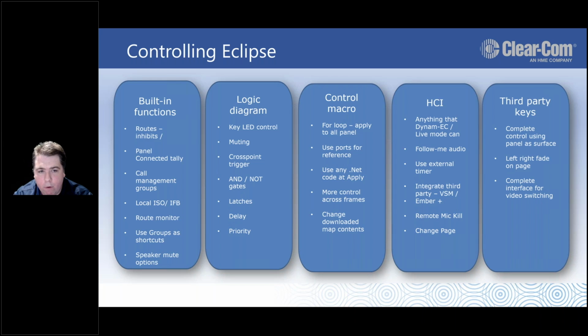Between logic diagrams and control macros, those are both things that are accessible from EHX. Those are states that are set up as you apply the map to the frame, and they can never be changed after that point. They're not live, they're not dynamic. They're very simple state machines that allow certain things to happen. After that point, when things are running in memory, then we have these things called HCI and third-party keys, which allow more of an interrogation of the live system to make changes to the keys, to make changes to the system.